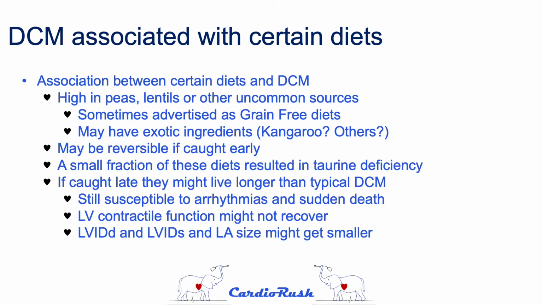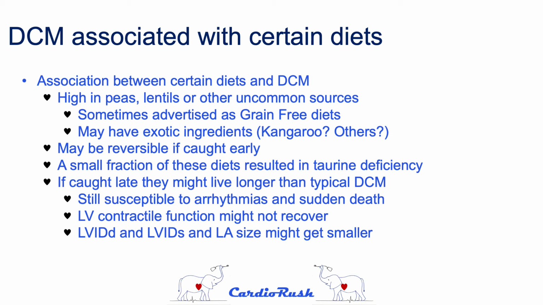Dilated cardiomyopathy has also been recently associated with certain diets. These diets tend to have a high proportion of peas or lentils or other uncommon sources. Sometimes these have been advertised as grain-free diets, and some of them have exotic ingredients. This can be potentially partially or completely reversible if it's caught early.